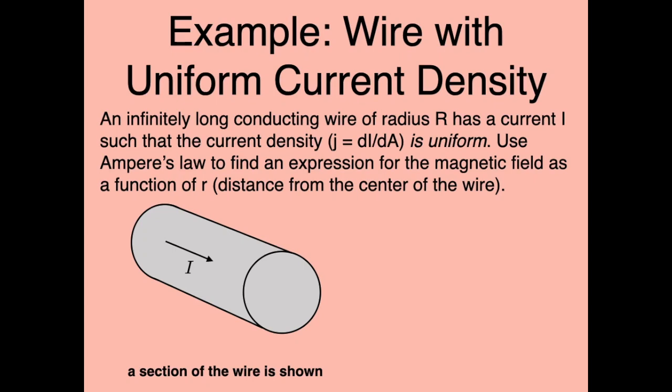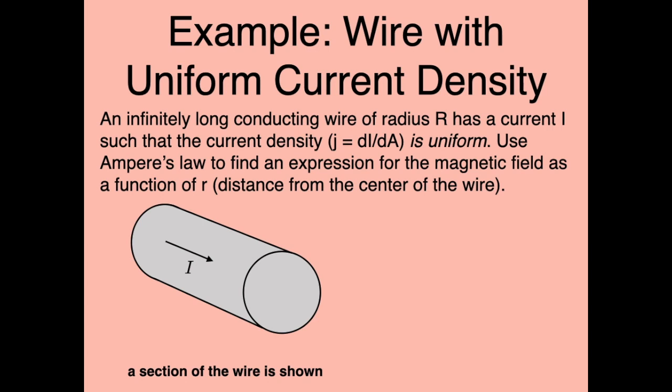Okay, welcome back everyone. What we're going to do here is continue on with our discussion of Ampere's law. We've introduced it, we've seen one really simple example where we can use Ampere's law, and that's an infinitely long thin wire. Now what we're going to do is take this a step further and do several different examples where we can use Ampere's law, and the next one is a wire with a uniform current density.